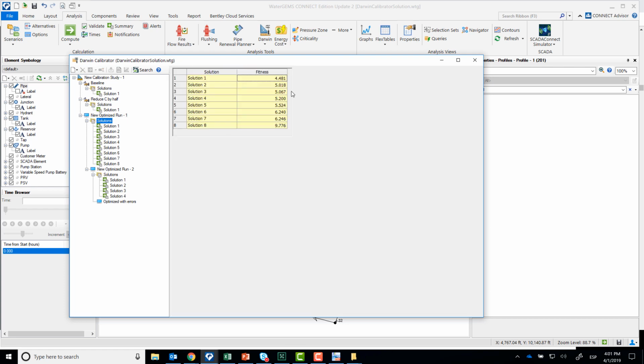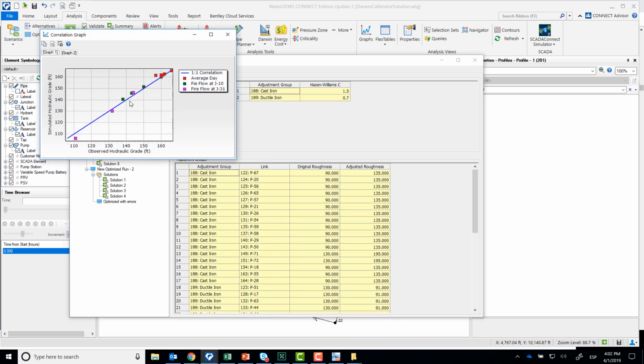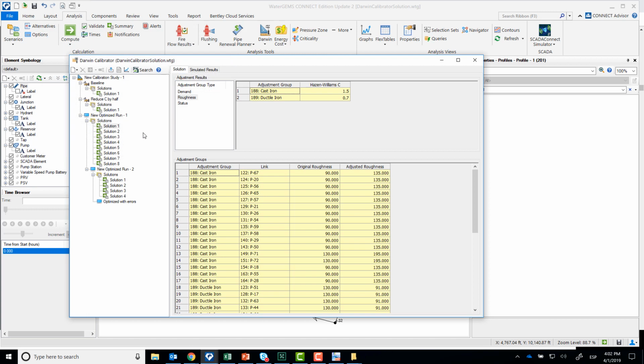And I found a fitness of 4.481, which is better than our original of 27.368. And yeah, it matches a little bit better, this one, solution number one. But let's see what it's actually trying to suggest we should do. It's saying that the roughness, which we had originally set to 90, should actually be 135. Okay?